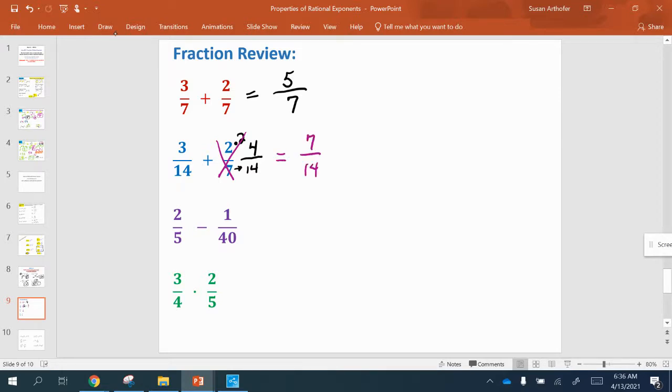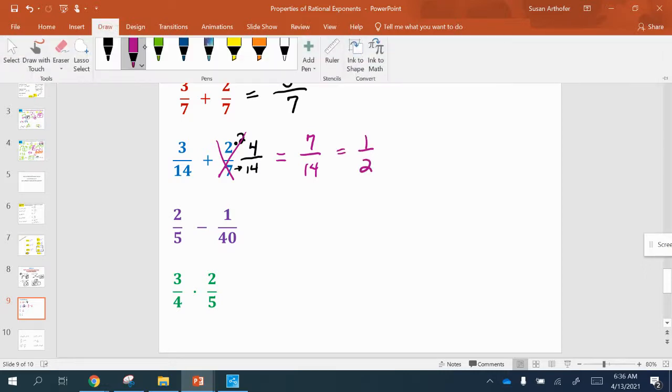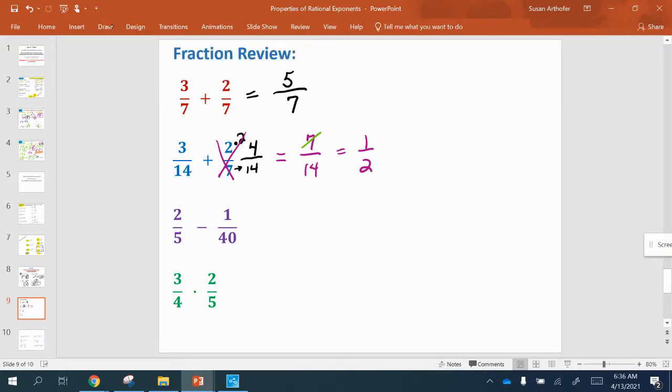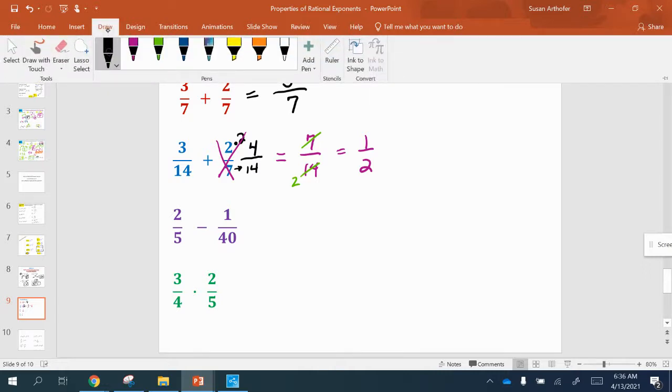And then you need to recognize here that you can reduce. This would be 1/2 because you are dividing out 7s. You can divide a 7, it would be a 1. Divide a 7, there'd be only a 2 left, right? Okay, and then we just did the next one.